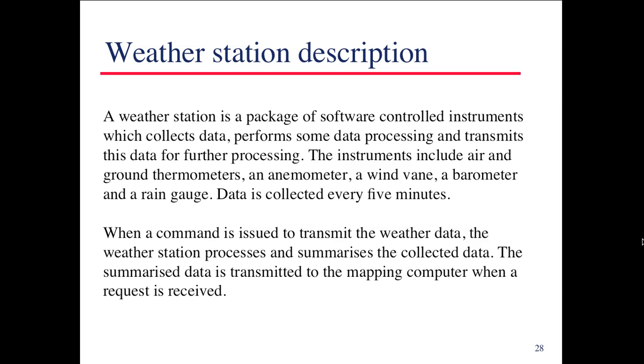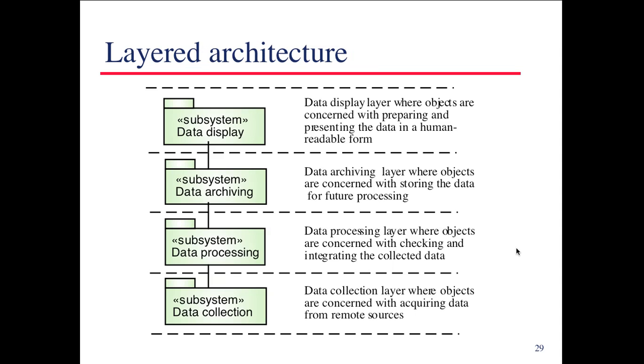So the system itself is a package of software-controlled instruments, which collects, performs some of the data processing, and transmits the data for further processing. Instruments include air and ground thermometers, an anemometer, a wind vane, barometers, rain gauges, all sorts of different equipment. Data is collected every 5 minutes, so it's happening a lot. And when the command is issued to transmit the data, the system processes it, summarizes it, and transmits it. Summarized data is transmitted to the mapping computer when a request is received.